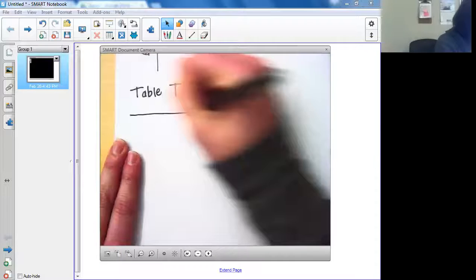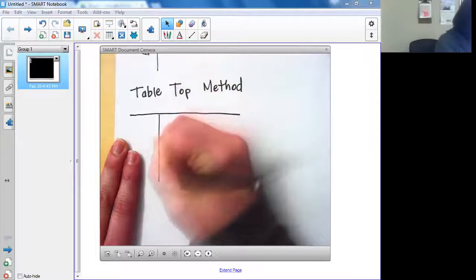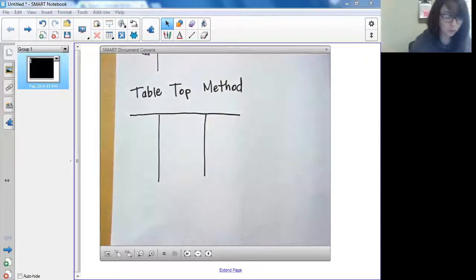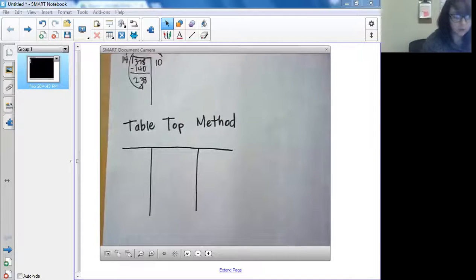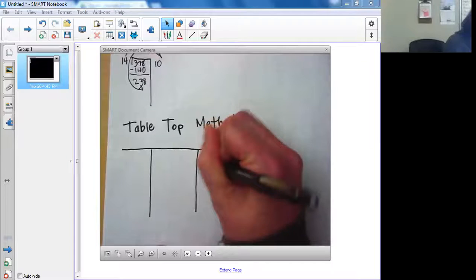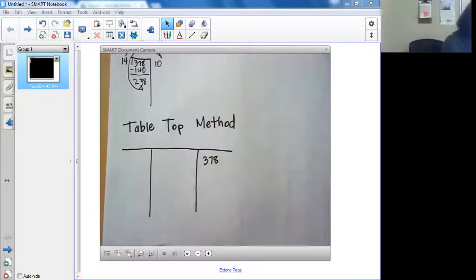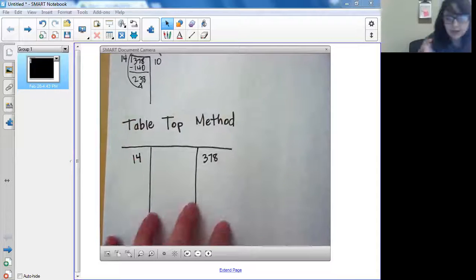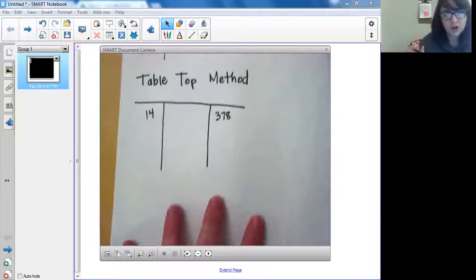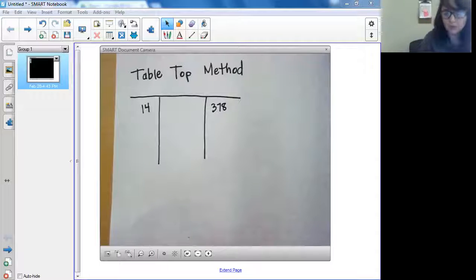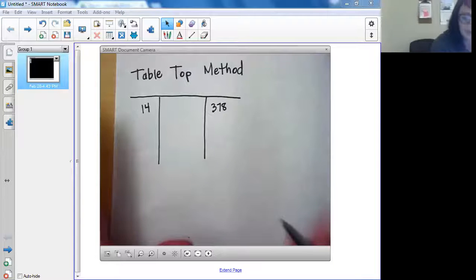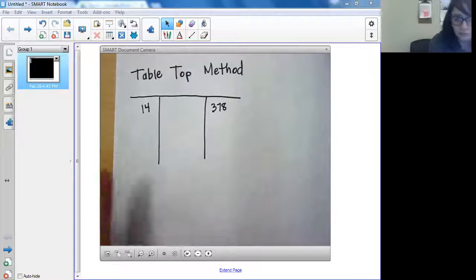So this is how we set it up. We're going to take the same problem that we had before, 378 divided by 14. The reason I think this really works is because my students are used to reading and working things from left to right. It seems like they can understand moving from left to right a little easier.